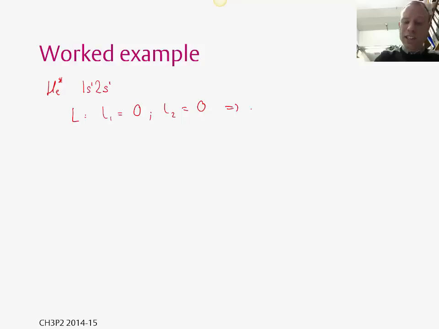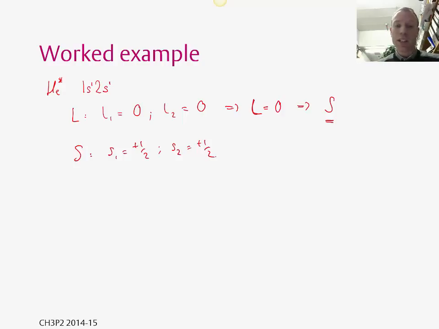So, going through what I showed you just before, we can say the capital L is equal to 0. And this basically means that we've got an S state. So that's what's going to go into our term symbol. Let's now think about S. So S1 is plus 1/2 because it's an electron. S2 is plus 1/2 as well. So we have two ways of combining these. We can either add them together or subtract them. So this gives us two values of S. So S can either equal 1, which is S1 plus S2, or it can equal 0. So this is S1 minus S2.